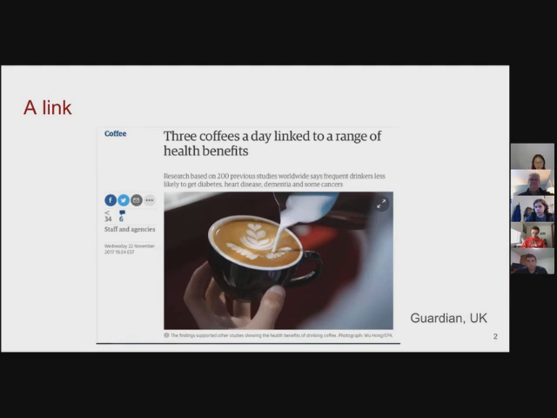Based on the title of this news article, 3 coffees a day linked to a range of health benefits is definitely, to me, trying to allude that 3 coffees a day can help you to obtain a range of health benefits. Depending on the reader, some people will read a link here as just these two being related, associated with each other. But some people might read it more like the first thing is causing the second thing to happen. So, different interpretations, of course.